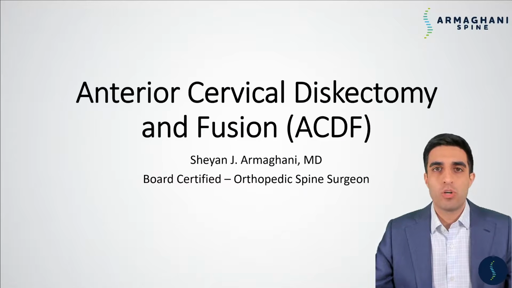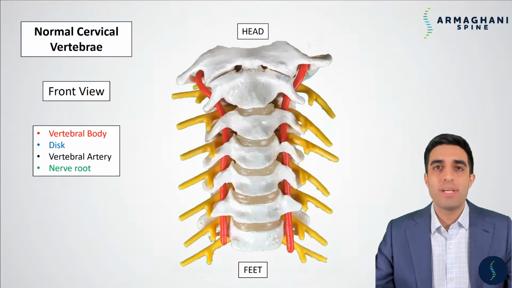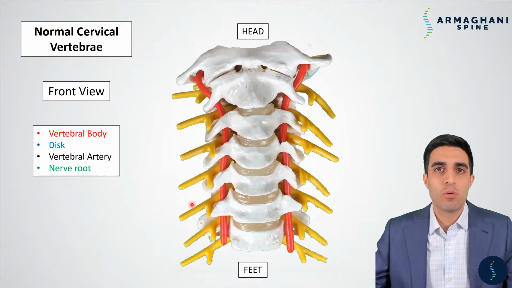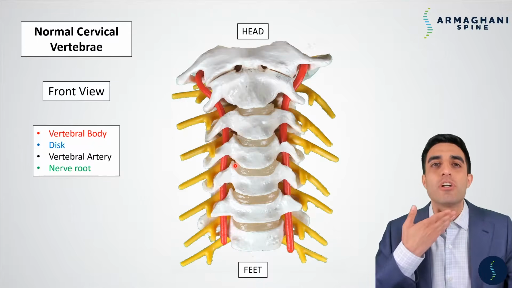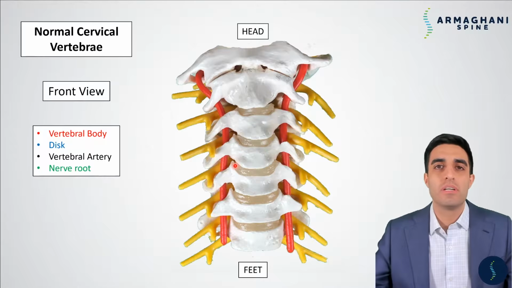Okay. Now that we're in, let's discuss the topic for today, the Anterior Cervical Diskectomy and Fusion, also known as the ACDF. Before we get into how to do this procedure, we need to have an understanding of what the normal anatomy looks like. Over here on your left, this is going to be a normal cervical vertebrae, but this is going to be a front view, as if you're looking at it right from your throat. Now, what you'll see here is that up top, this is going to be where your head is, and then your feet are at the bottom.